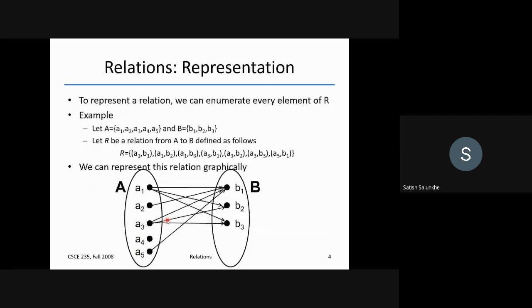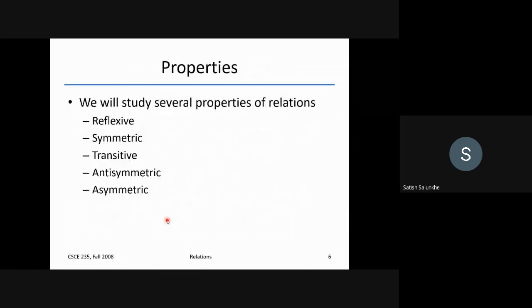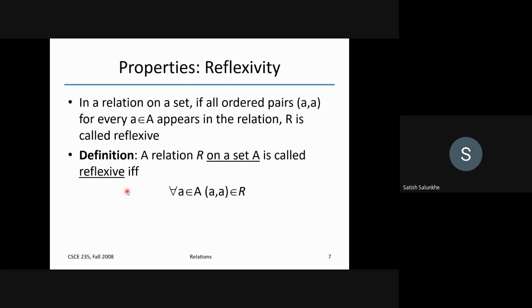Let's proceed. This we completed. This also we completed. Yeah, these are the various properties of relations: reflexive, symmetric, transitive, antisymmetric, asymmetric. Let us try to understand these properties.